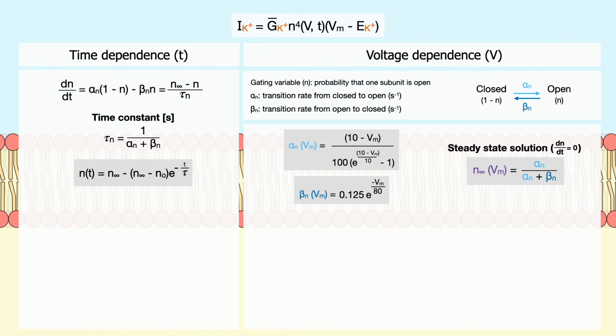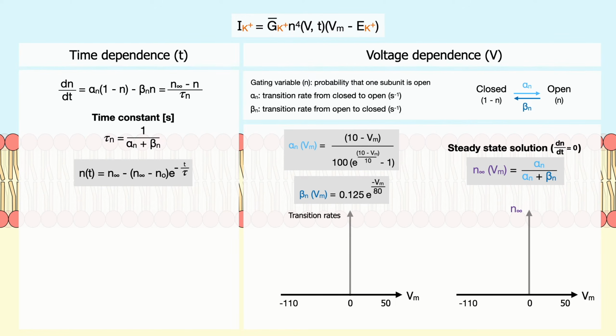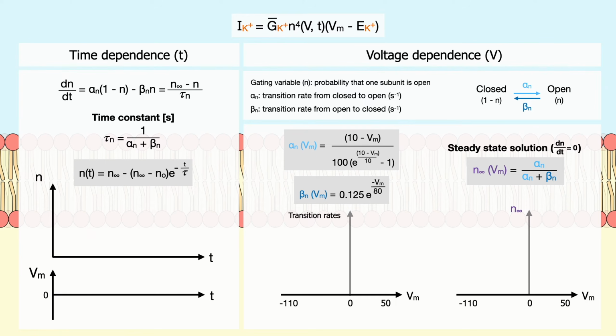Alright, so to put everything together, let's plot the transition rates and n infinity as a function of voltage, as well as n as a function of time for a given depolarization. Let's start with the transition rate curves. According to Hodgkin and Huxley's equations, the shape of alpha n and beta n looks something like this. As the membrane potential increases, alpha n exponentially grows and beta n exponentially decays. We know from a measurement standpoint that as we depolarize the cell, the voltage-gated potassium channels start to progressively open, so it makes sense that the rate at which they open increases and the rate at which they close decreases.